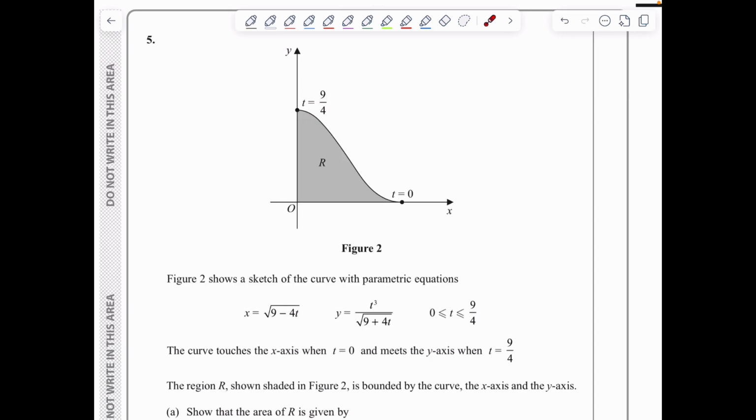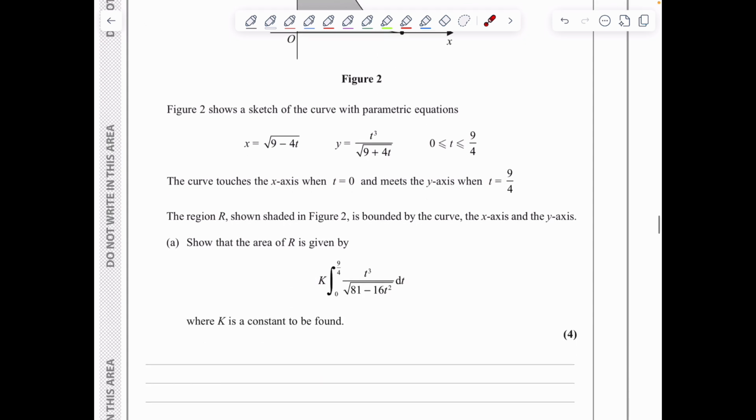In question 5, we've got a sketch of the curve described parametrically here. t varies between 0 and 9/4 inclusive. We can see that t is 9/4 when we cut the y-axis and t is 0 when we are on the x-axis. Now we are told to show that the area of R is given by this integral here, where k is a constant to be found.